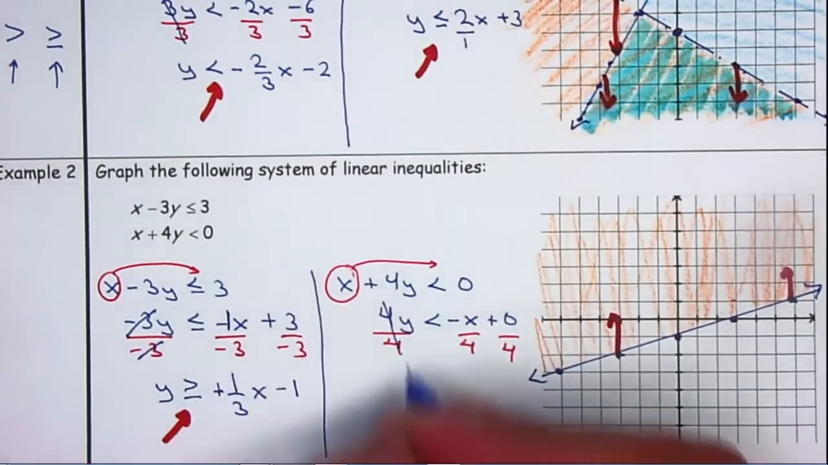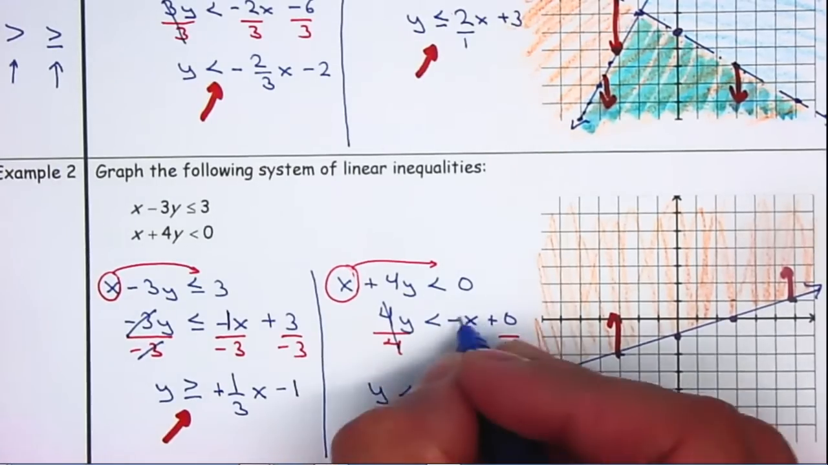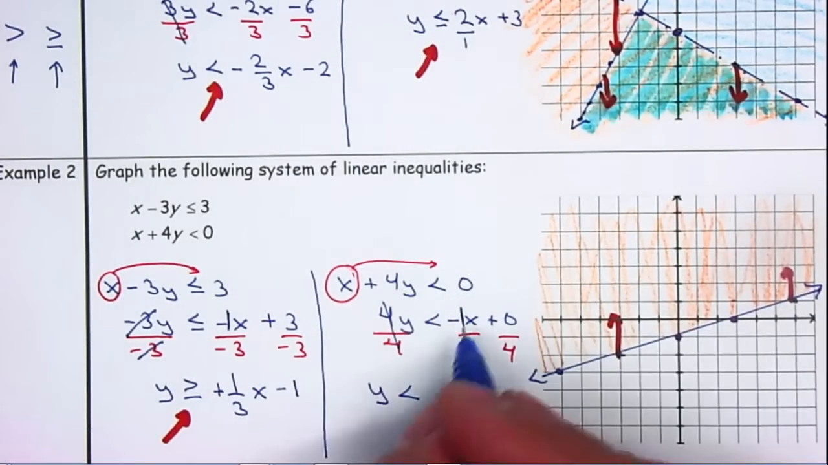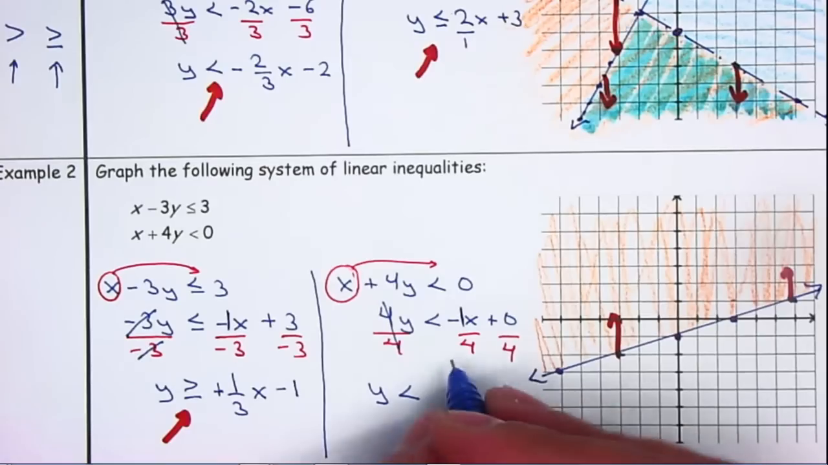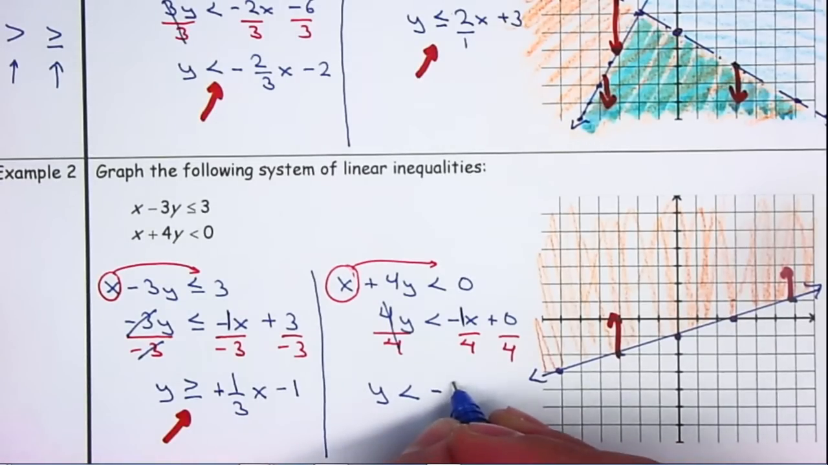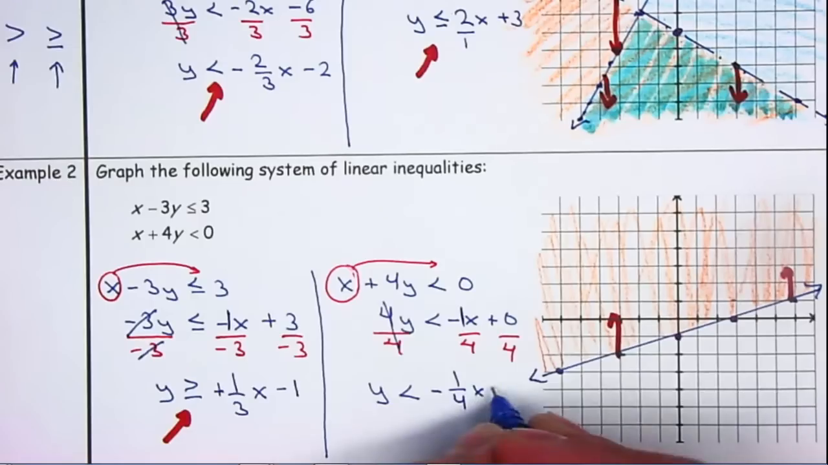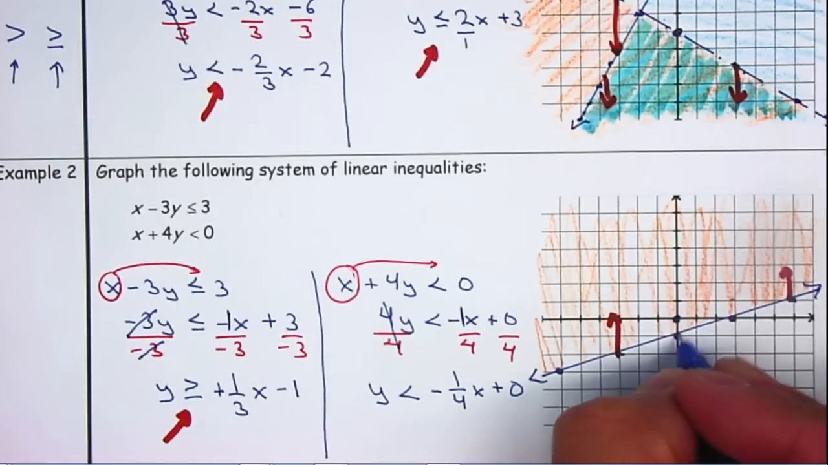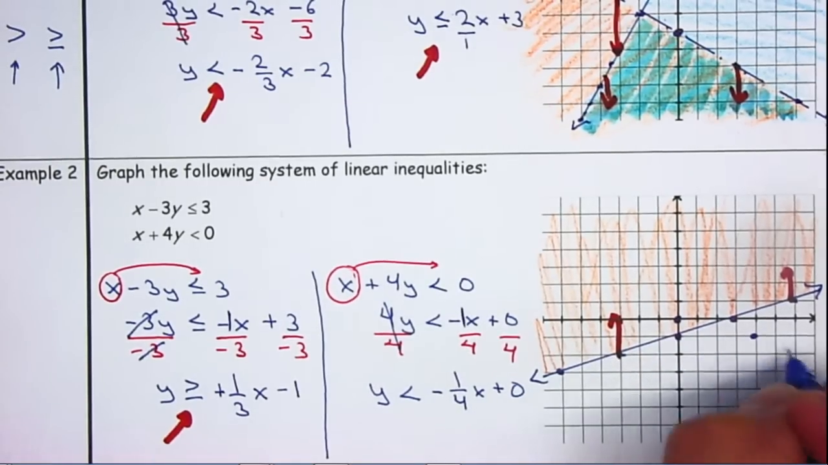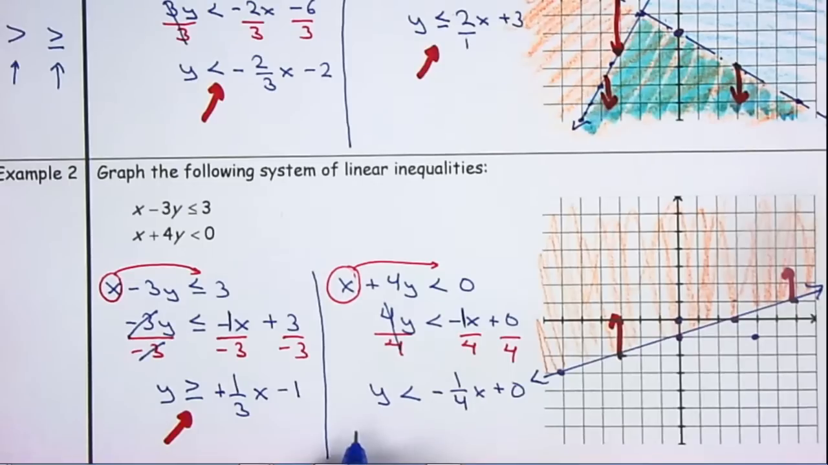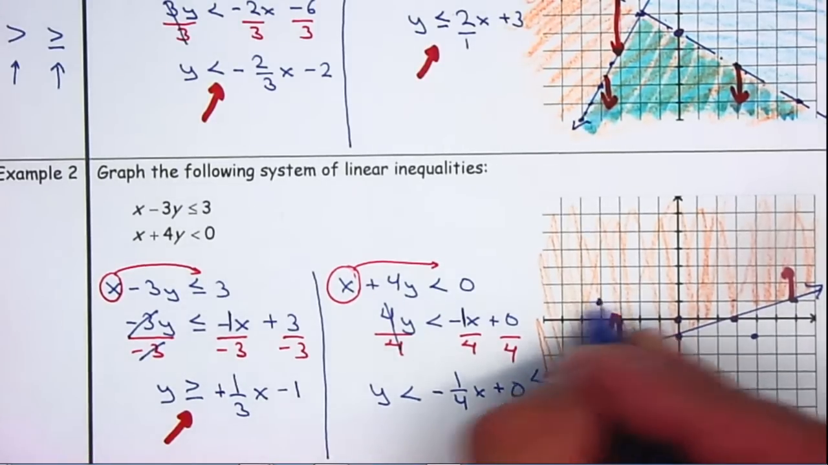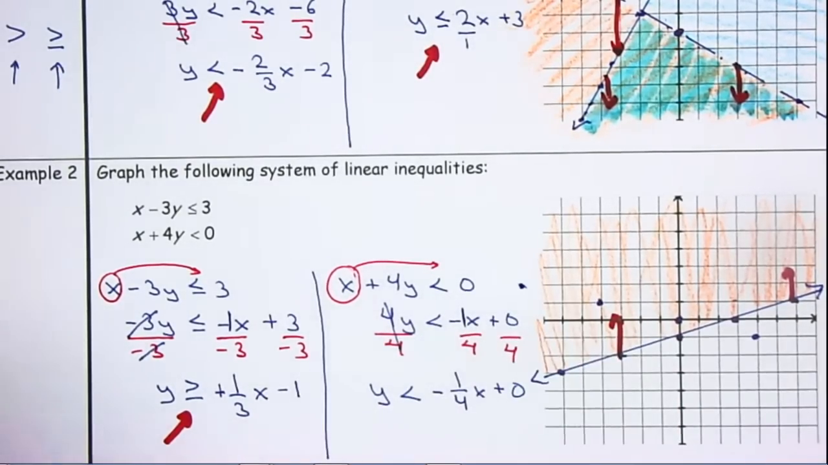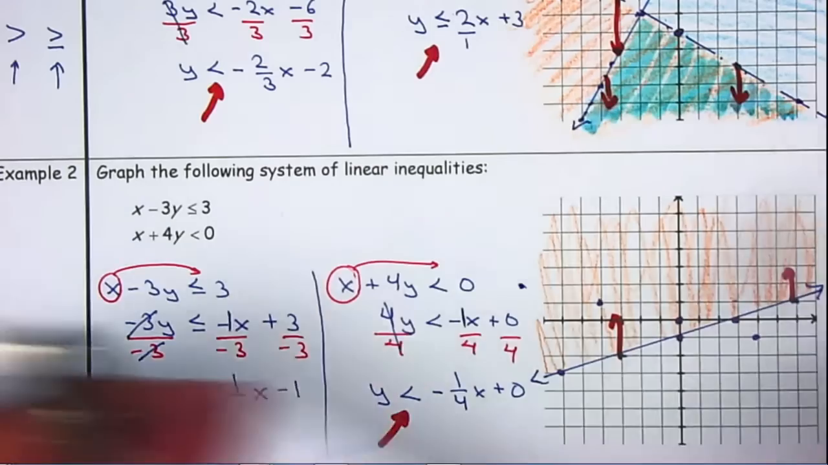The 4's cancel. So we have y is less than... Don't forget about your invisible 1. The leading coefficient will be 1 or negative 1. So we have negative 1/4 x, and then 0 divided by 4 will be just 0. My y-intercept is 0. My slope is down 1 to the right 4, or the opposite, up 1 to the left 4. And in this case, it should be a dashed line.